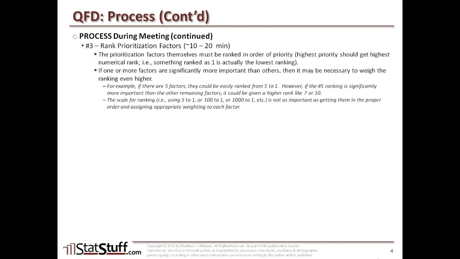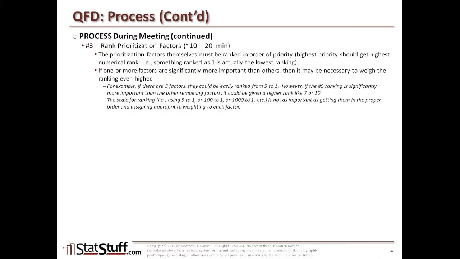As well, the scale for ranking can be any level you want, from 5 to 1 or from 100 to 1. If you have 5 factors, you could give the top one 100, the second one a rank of 80, the next one 60, and so on down to 1, or whatever. It doesn't matter what the actual numbers are. What is most important is that you rank them in the proper order, where the top ranking gets the highest number and the lowest ranking gets the lowest number. That's really going to be critical for the math in this Excel document where we're building this QFD tool.